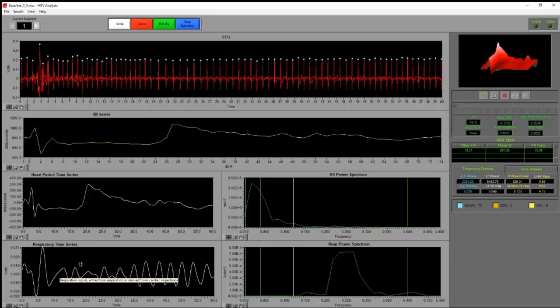Finally on here, you'll see that there's a respiration time series. This is a lot easier to comprehend. If we simply inhale, it's going to go up, and we exhale, it's going down. And we're showing it here just as a validation procedure, because what we're going to do is take this time series data, and again, pass it through the fast Fourier transform, and that's going to result in this frequency spectrum, this power spectrum.